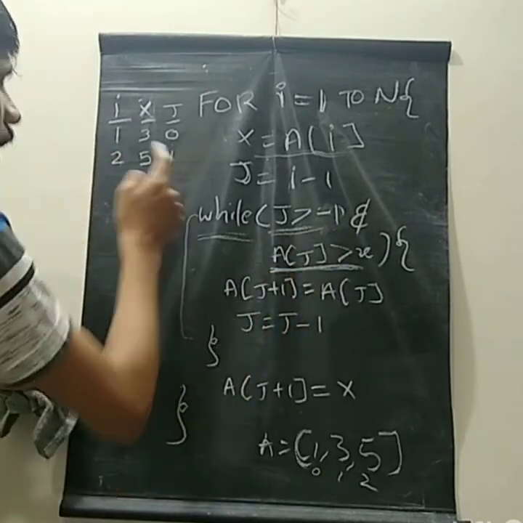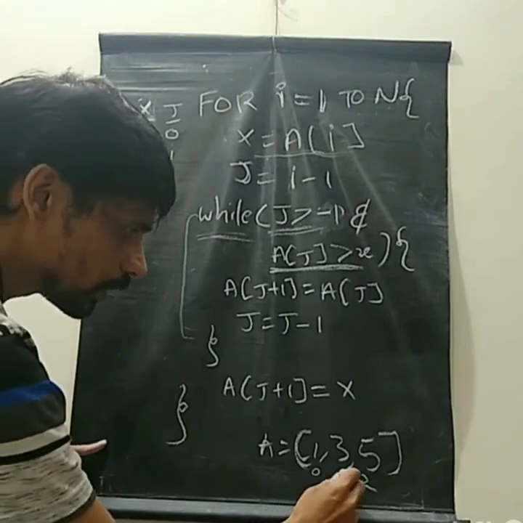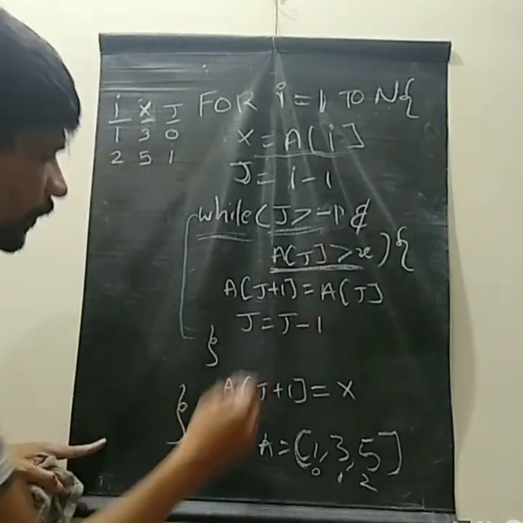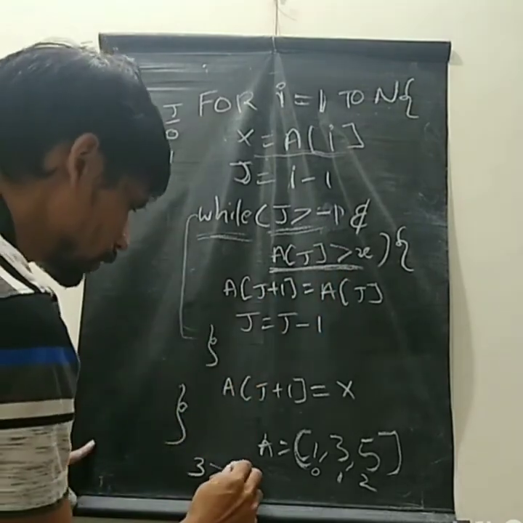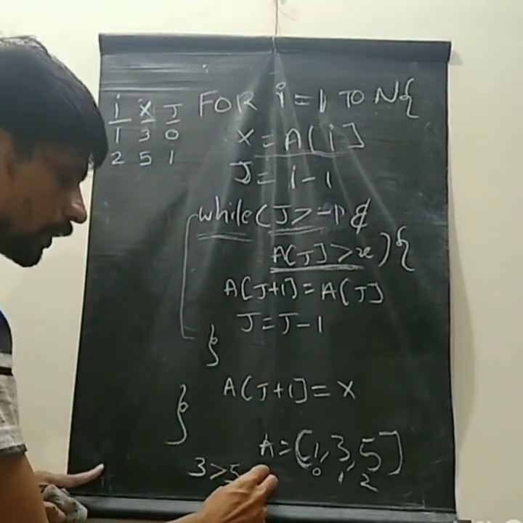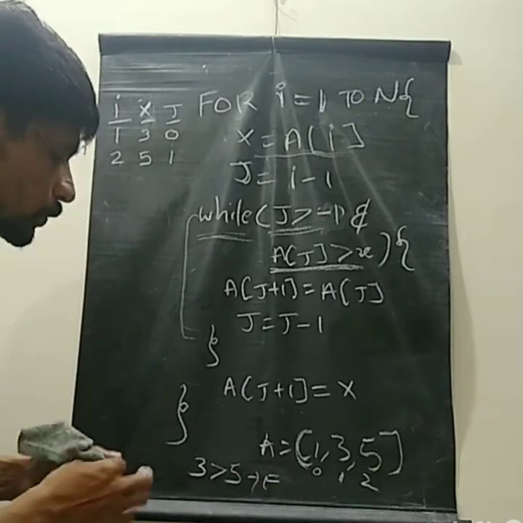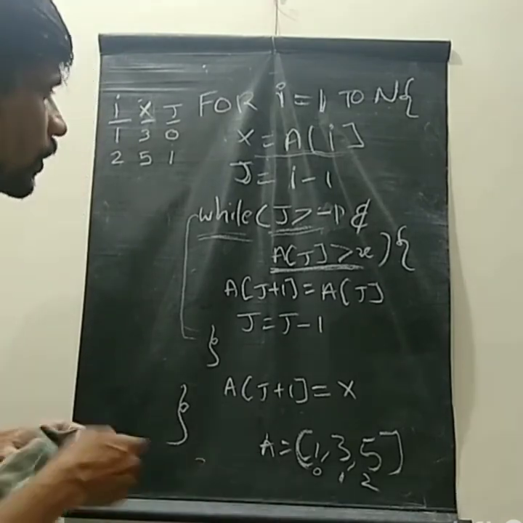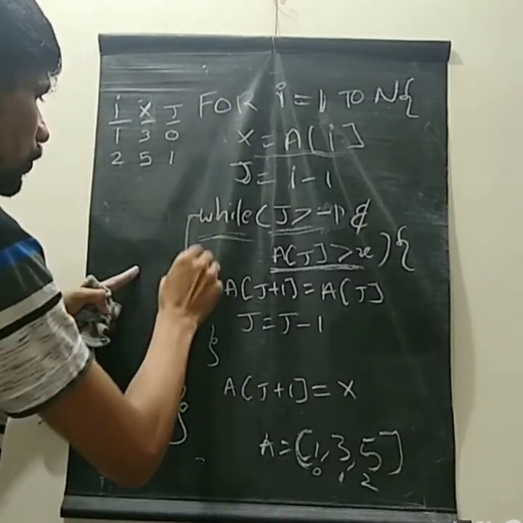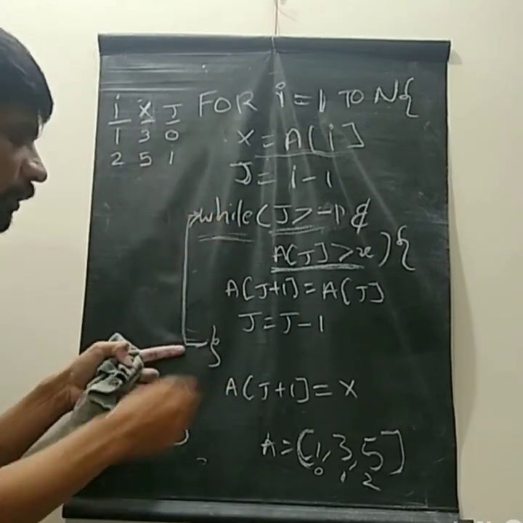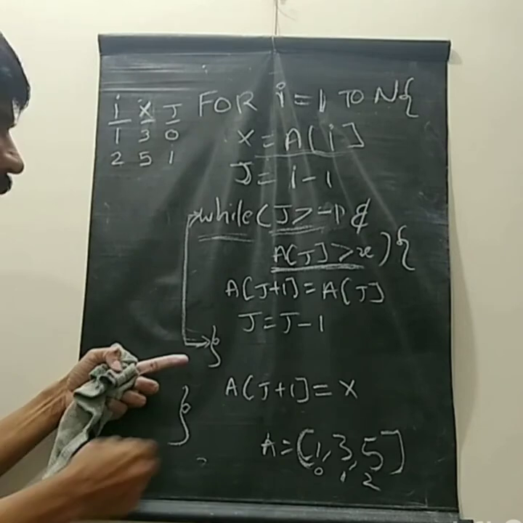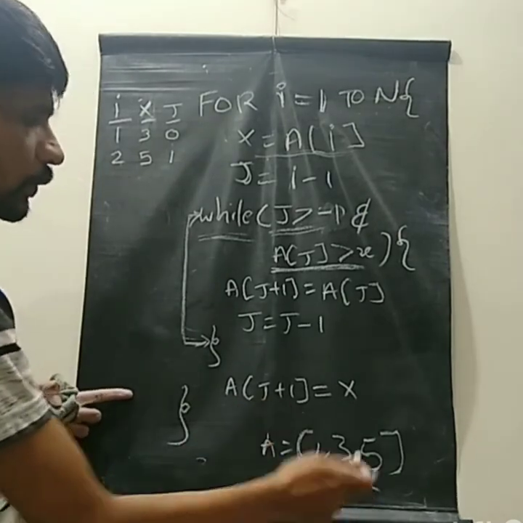What is my a of j? A of 1. What is my a of 1? 3. Is 3 greater than x? What is my x? 5. So is 3 greater than 5? It leads to false. So that means this time also we are not executing this while loop, and we will keep the same value here.